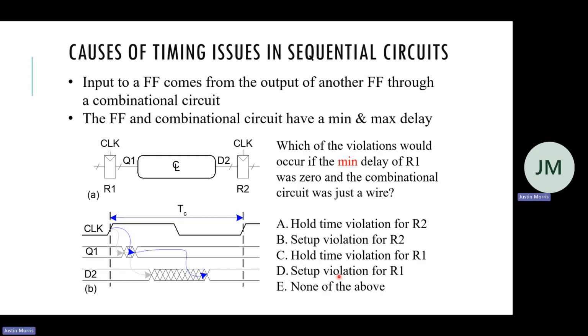All right. So the next question, again, do this one on your own. The setup is very similar, except now, which of the violations would occur if the minimum delay of R1 is 0 and the combinational circuit is just a wire? If it's just a wire, what does that mean its delay is? 0, right?